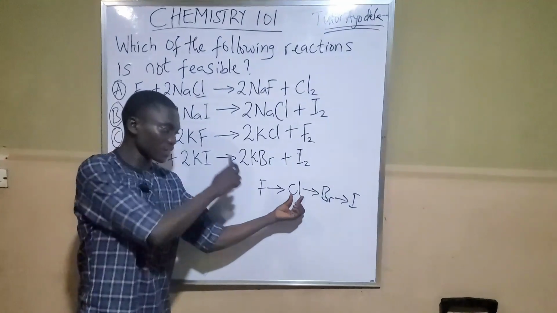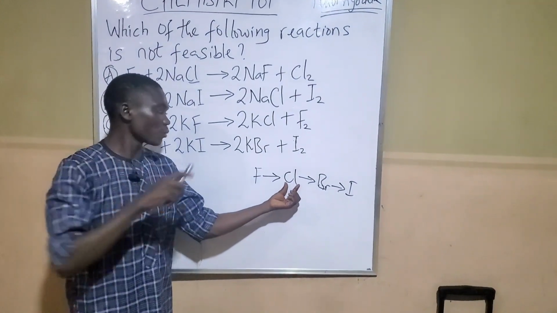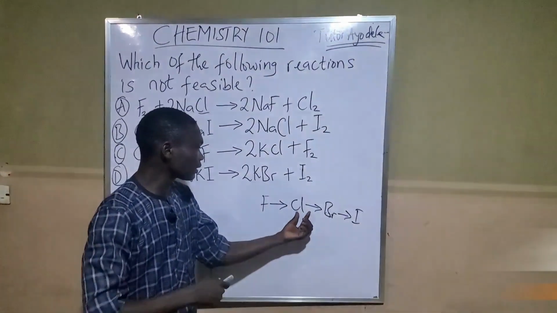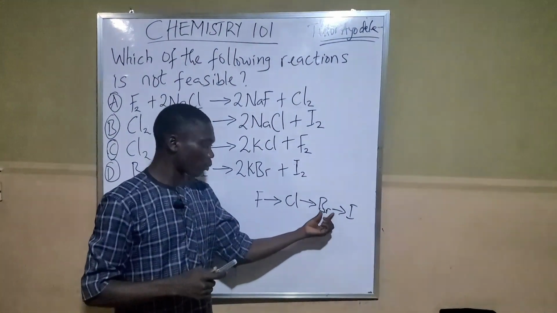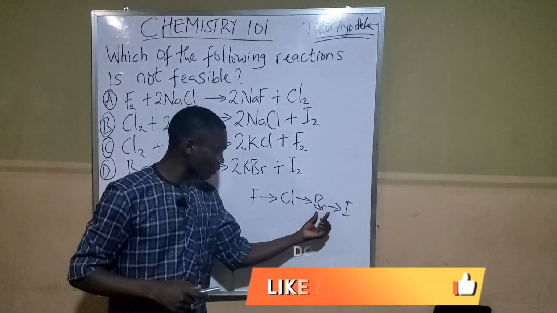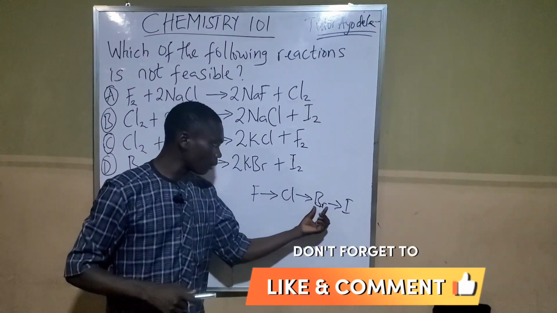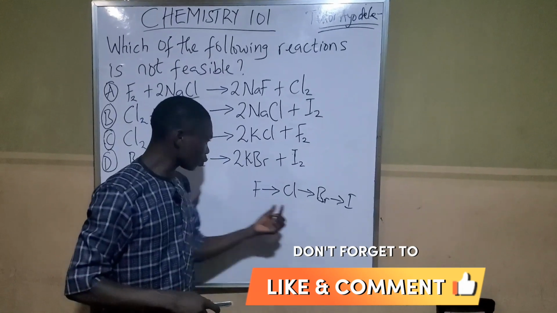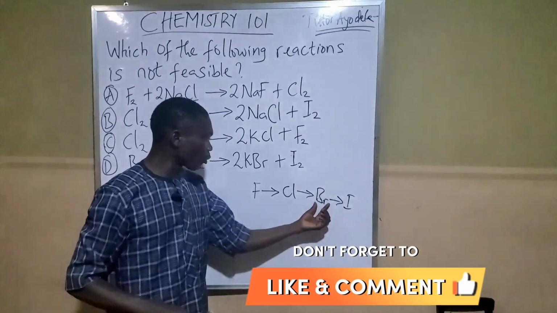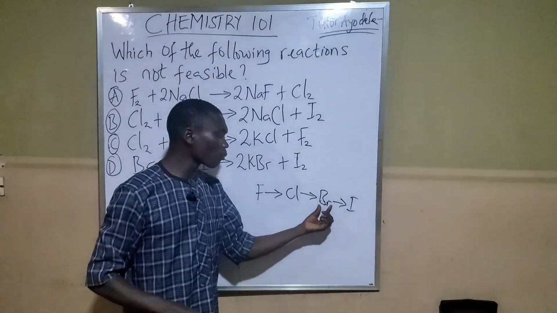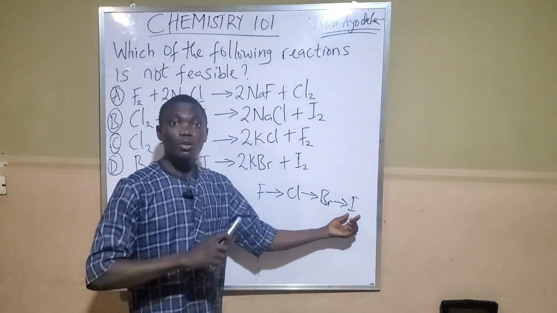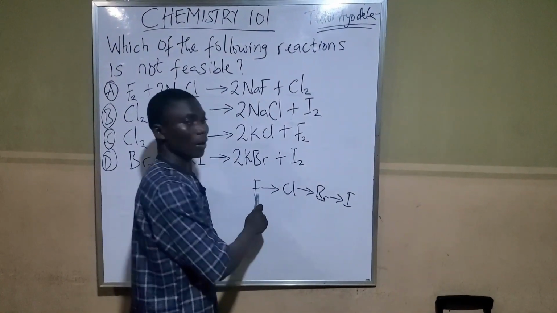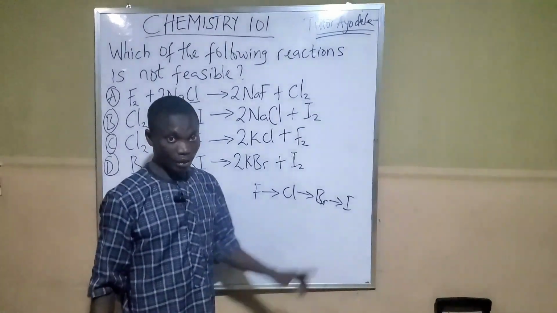Fluorine has access to send chlorine away because it's more powerful and more reactive than chlorine. Likewise, chlorine has access to send away bromine because chlorine is more powerful than bromine, and fluorine is more powerful than bromine too. If this is more powerful than this, it simply means that this also will be more powerful than this. Likewise, bromine is more powerful than iodine. Anywhere bromine comes across iodine, it has access to send away iodine. Among them all, this is the most powerful, followed by this, followed by this, followed by this.